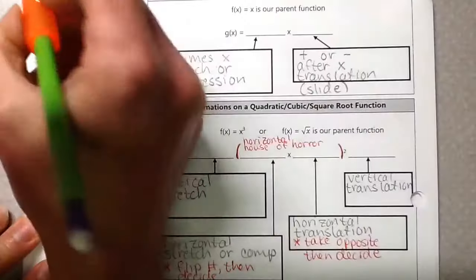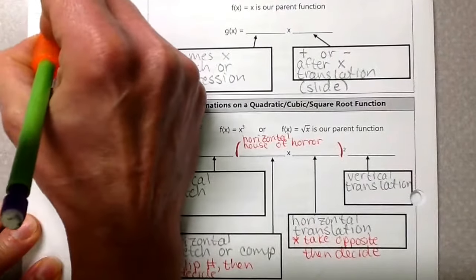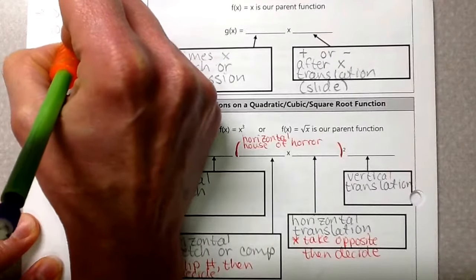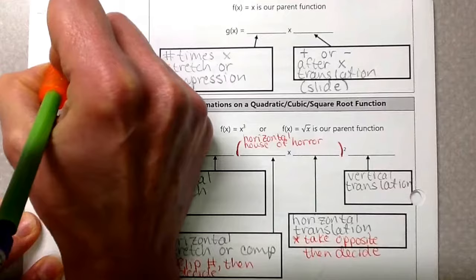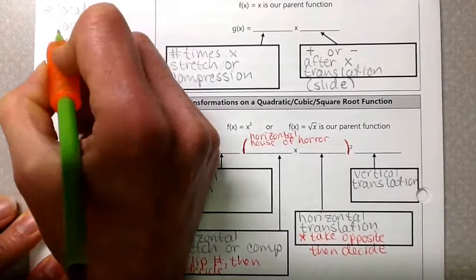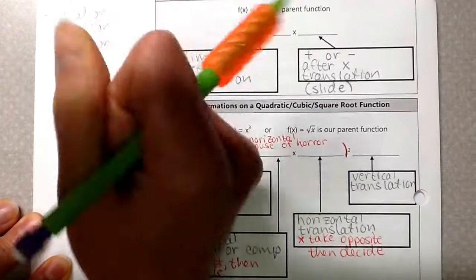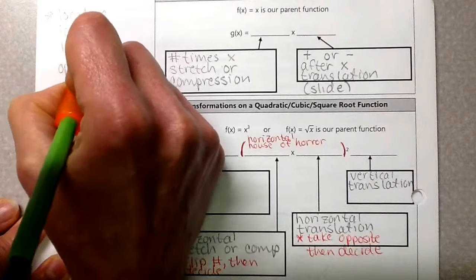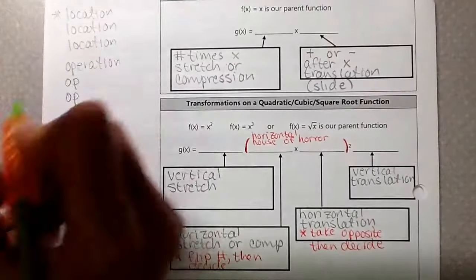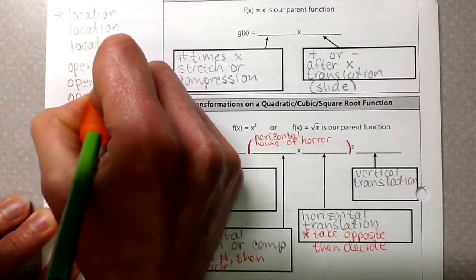So I just want to remind you that you need to think location, location, location, and operation. And then I'm just going to put OP for operation, operation. Well, I guess we'll spell it out.